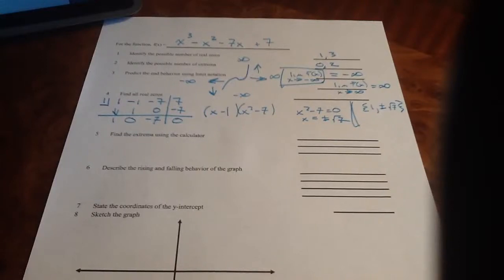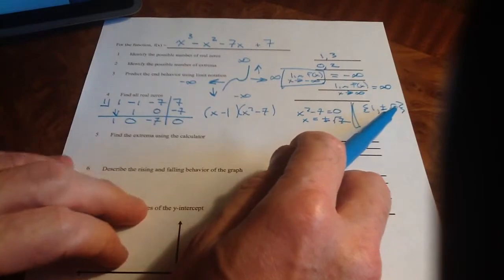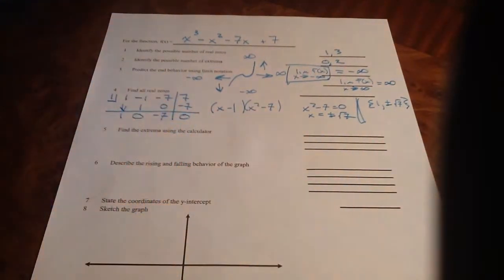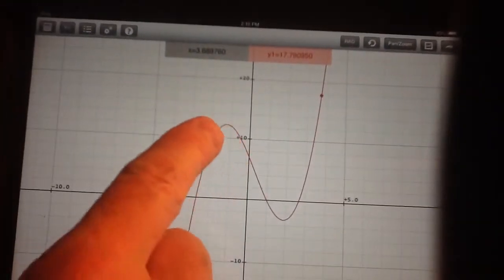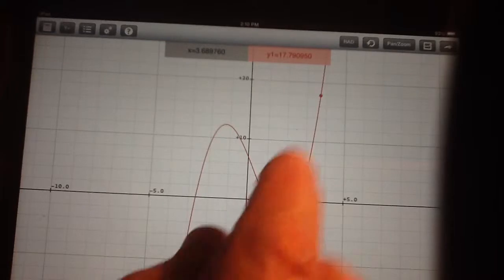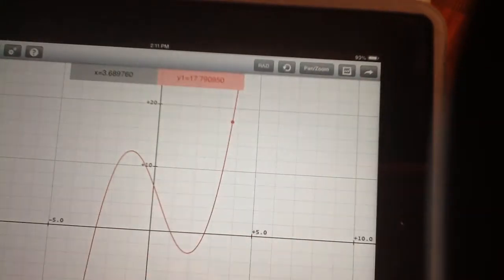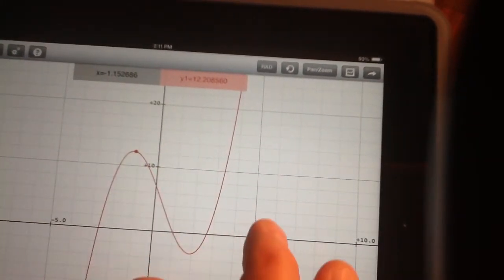Task number 3, part 2. We found our zeros, 1 plus or minus radical 7. Now, find the extrema using the calculator. So I will go back to my picture. And obviously there's going to be one there and one there. So, up to pan zoom, snap to min max. And I will go up.